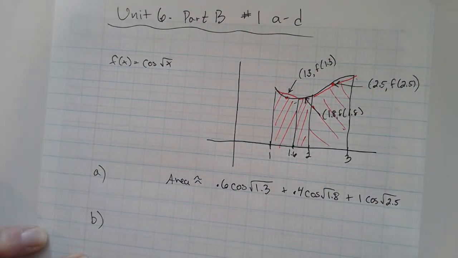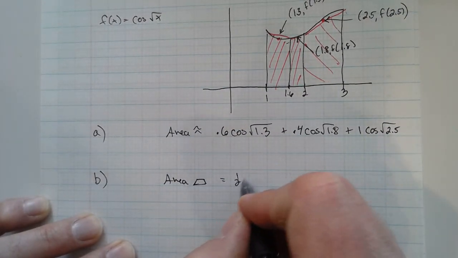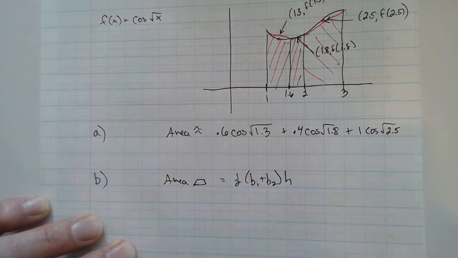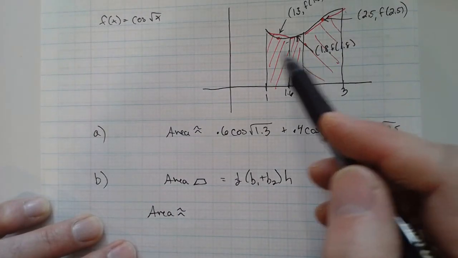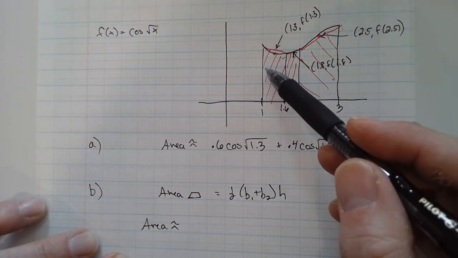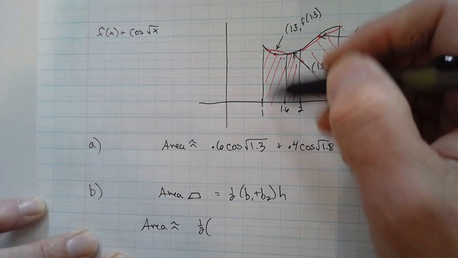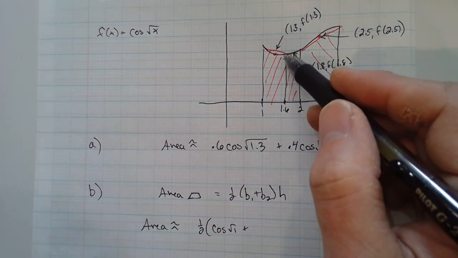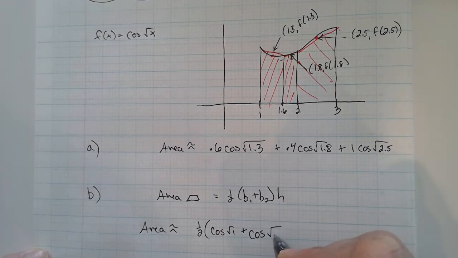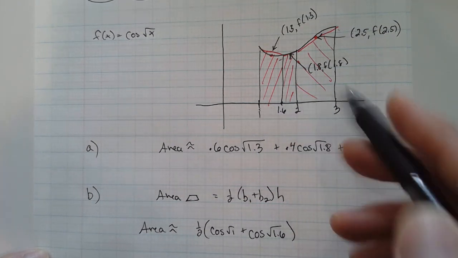Remember, the area of a trapezoid is 1/2 base 1 plus base 2 times the height. So our area is approximately the area of the 3 trapezoids. The first trapezoid here is 1/2 times base 1, which is f of 1, or the cosine of the square root of 1, plus my second base, the cosine of the square root of 1.6. And then times the height of our trapezoid, which is 0.6.